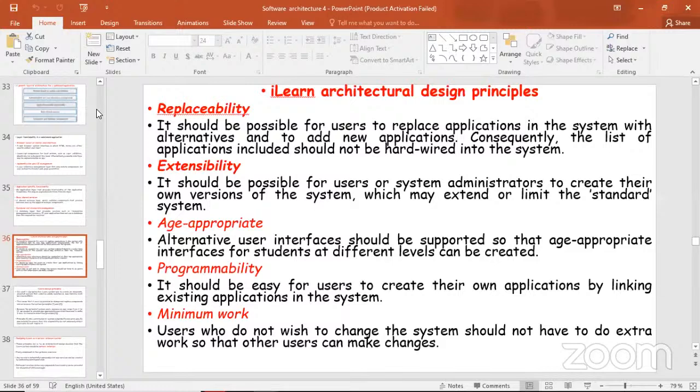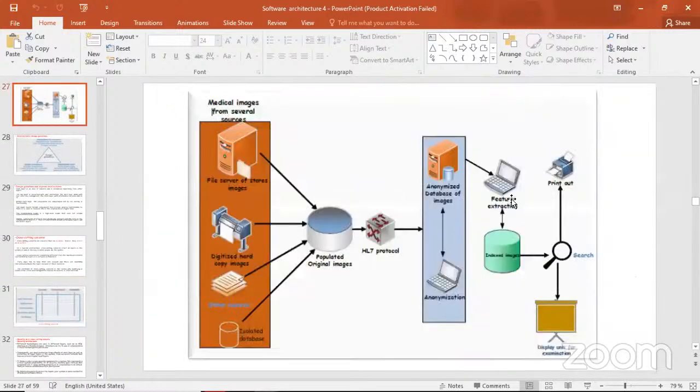So in this diagram, you find out that the users can be at least, this is a medical research.